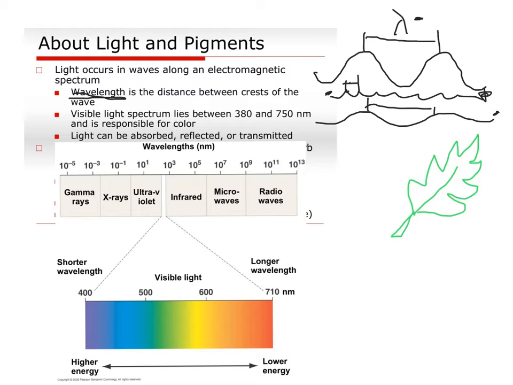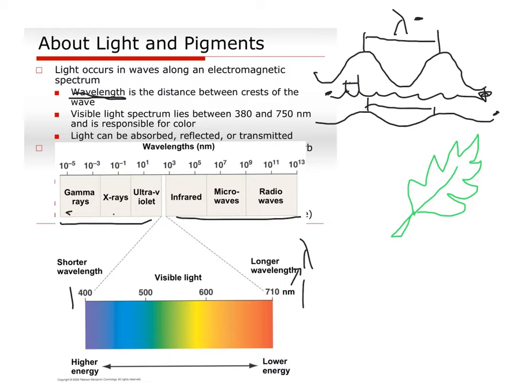Visible light occurs along this electromagnetic spectrum that you see here, and you'll notice that visible light is a very, very narrow window in that spectrum. The wavelengths of light go between 400 and 700-ish nanometers. And by the way, wavelength is measured in nanometers for our purposes. In physics, you may hear it referred to as angstroms, which is a different measurement. So this is what we mean when we talk about visible light.